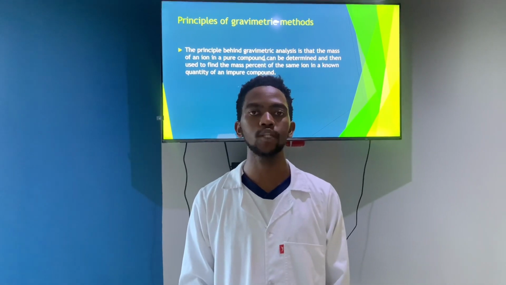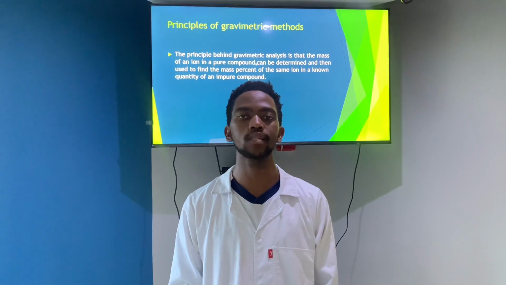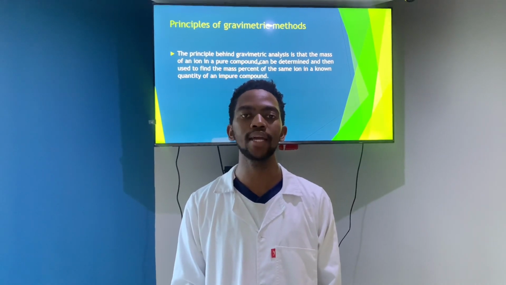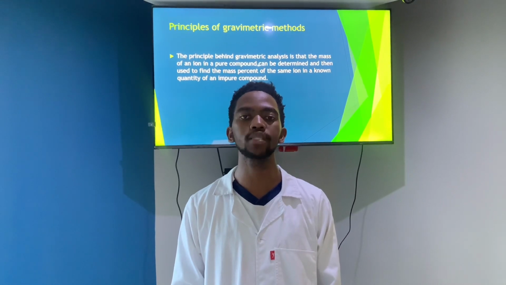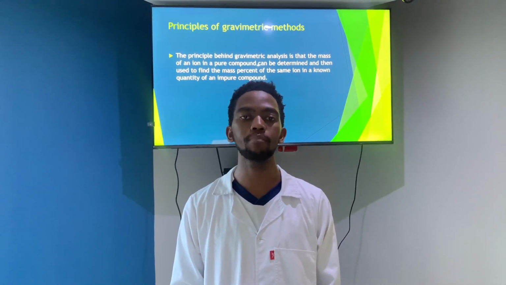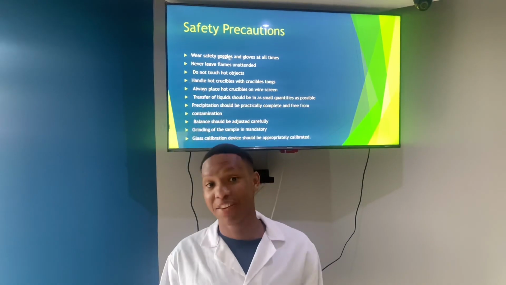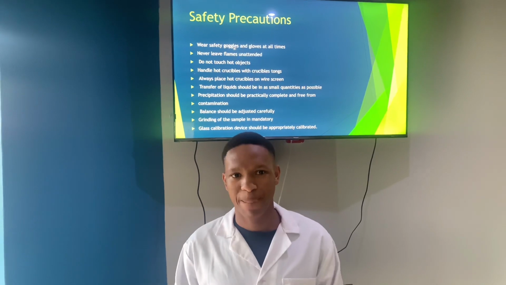Principles of gravimetric methods. The principle behind gravimetric analysis is that the mass of an ion in an impure compound can be determined and then used to find the mass percent of the same ion in a known quantity of an impure compound. Safety precautions of gravimetric analysis.